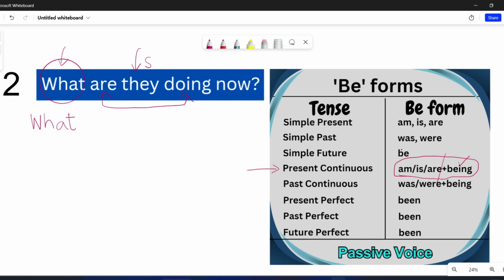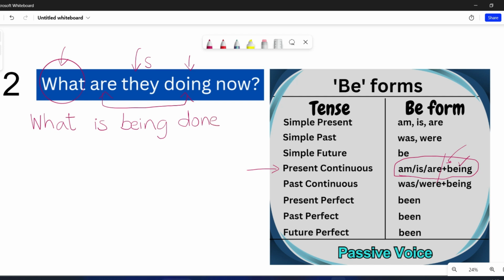Generally, when you ask somebody a question in passive voice, we don't know whether the answer is going to be singular or plural, and our usual question is going to be about singular. So we use singular verb, singular form of be. What is? Now after one of these, am, is, are, we need to use being. That is what we understood. Now we add being here. What is being? And the third form of do is done.